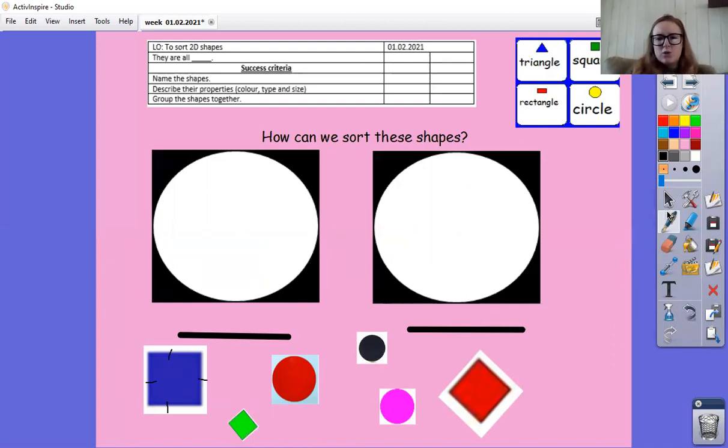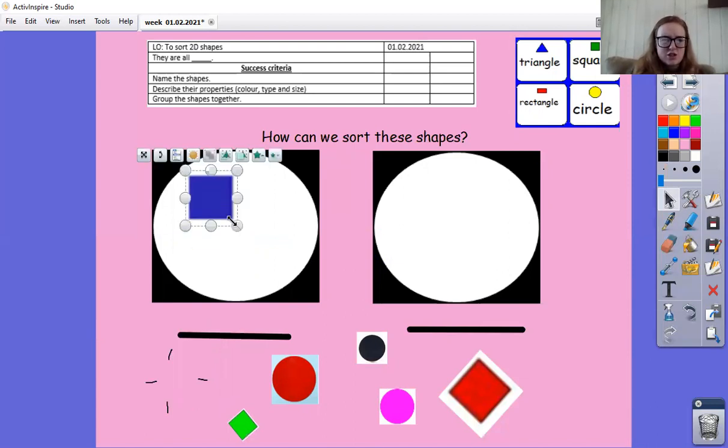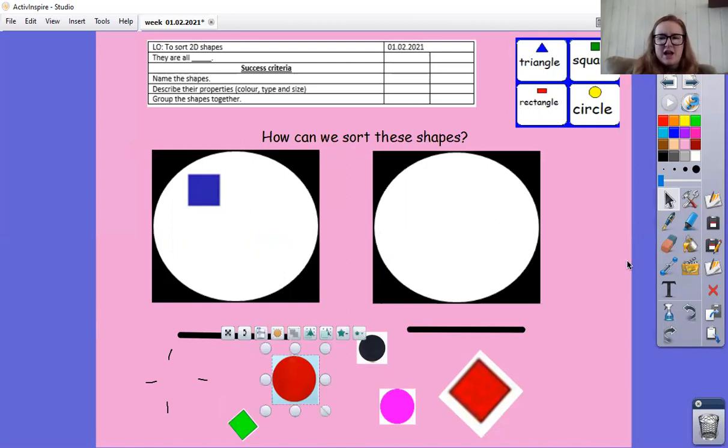Well, I can put my square to start with in my first group. I'm going to put my square up here to start me off in my first group. There is my square. Next, what is this shape? Well, this shape has one curved side all the way around and no straight sides. So that makes this shape a circle. So if I've got my square in this group, I'm going to put my circle in this group. I'm going to keep going.